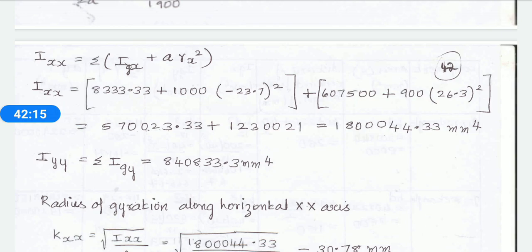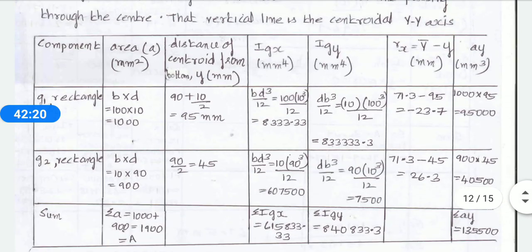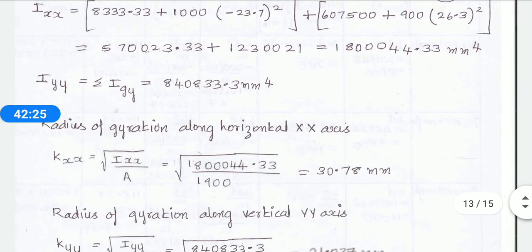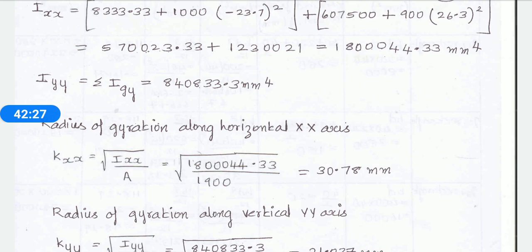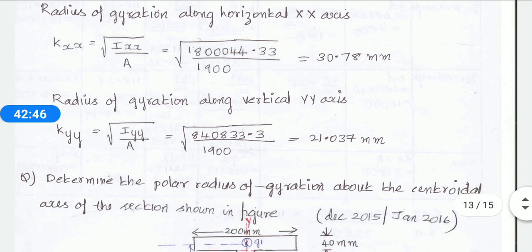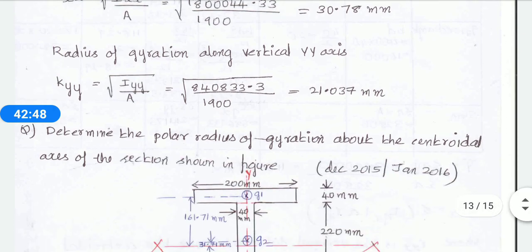Iyy is equal to summation of IGy. Already you had calculated our IGy, so from that you can easily take out our summation of IGy. Take it, that will be equal to Iyy. So radius of gyration along the x-axis will be equal to square root of Ixx divided by A, and along your y-axis it will be equal to square root of Iyy divided by A.